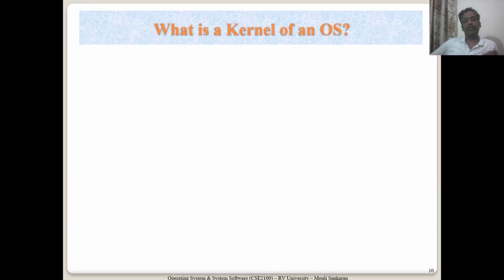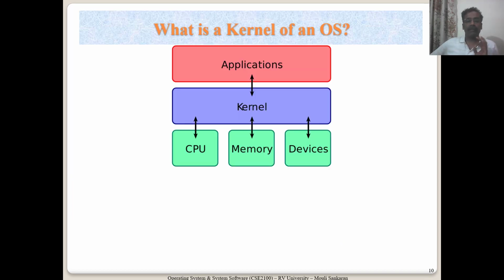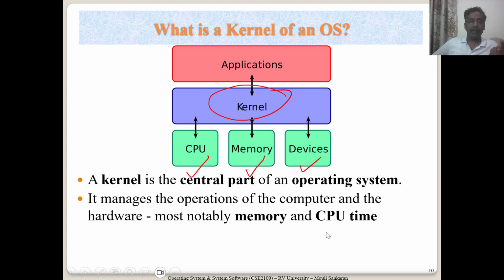Now let me just tell you what is the kernel of an OS. Kernel is the most critical component of the operating system. When I say critical component, managing the CPU, managing the memory and IO devices are most critical, and that code, or part of the software which is developed within the OS, they call as a kernel. Kernel is the most critical and innermost part of the implementation of the OS. It's a central part of the operating system. It manages the operations of memory and CPU.